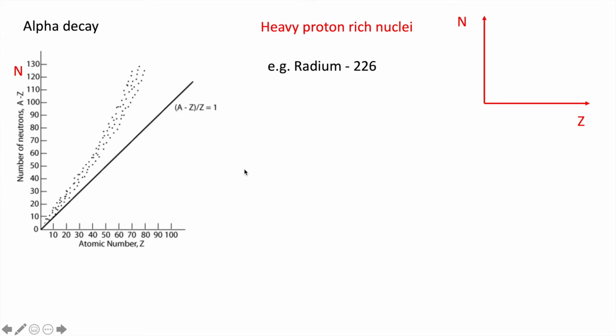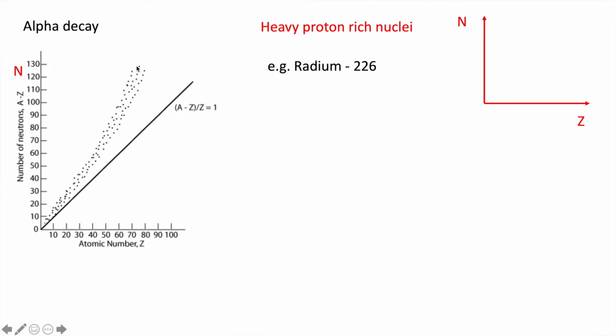So today we're going to look at how radioactive materials decay. And we're going to look at alpha decay, beta minus decay, beta plus decay, and gamma decay. Now it all hinges on this graph here, which shows the number of protons against the number of neutrons, which is the mass number minus the atomic number or the proton number.